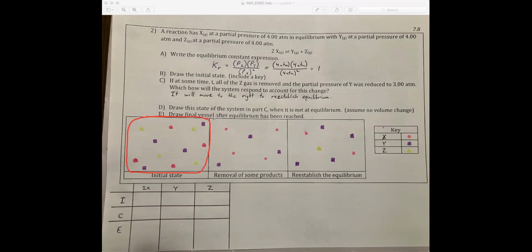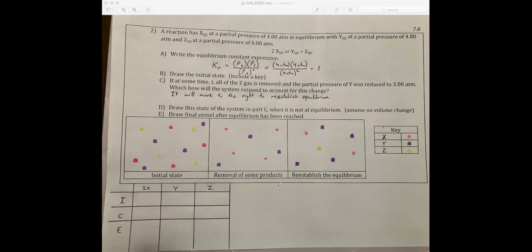So the middle, this is for part D. Right here, we still have the 4 X's, and there's 3 Y's because of the 3 ATM. It's the 3 purples and no Z's, that they took it out.